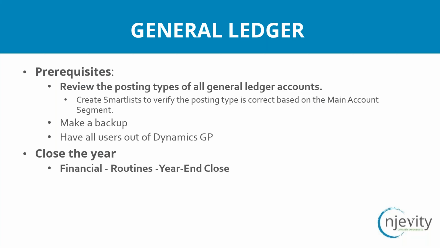But if I have a unit account that is maybe based on the number of hotel rooms I think I'm going to sell in a given month, then I probably want to zero out and start again for the new year. So in your unit account setup window, there's a checkbox on each unit account to tell it whether to zero out during the year-end closing process or not. Make a backup, 100% have all users out of GP when you do this, and then run your year-end close routine.